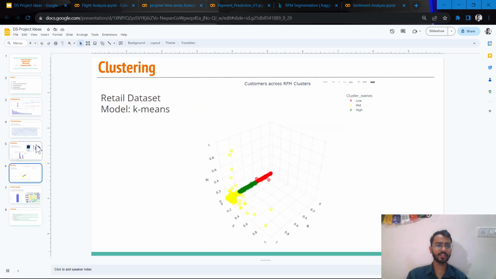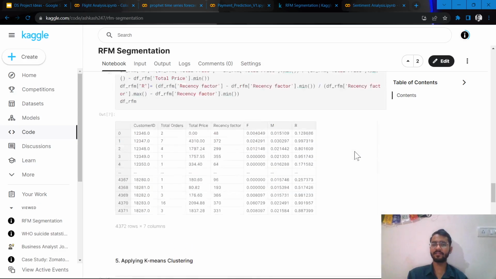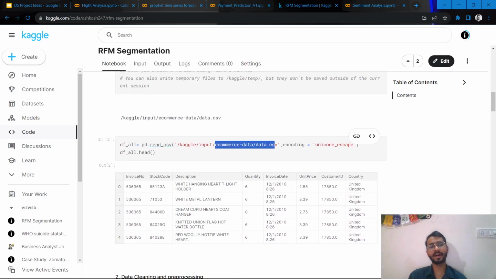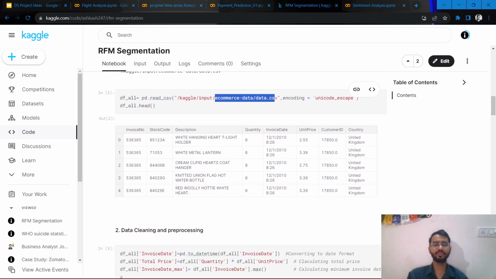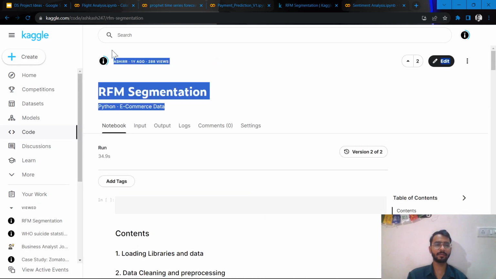Moving on to the next project, which is a clustering project where I have used k-means clustering. This is a retail e-commerce related data set, and I have identified which customers are of high value to our business, low value, and medium value. I did the clustering using a very basic technique known as RFM: recency, frequency, and monetary.